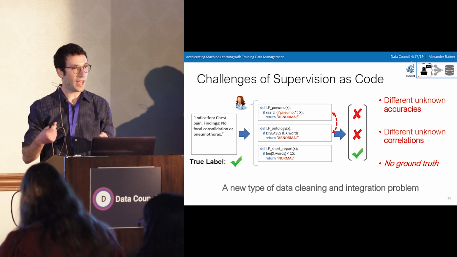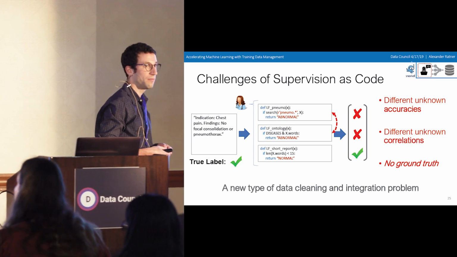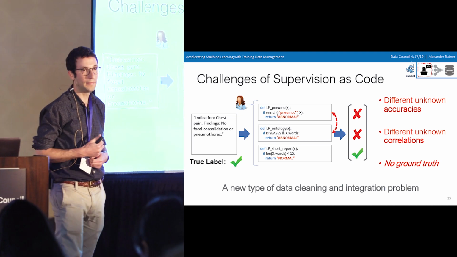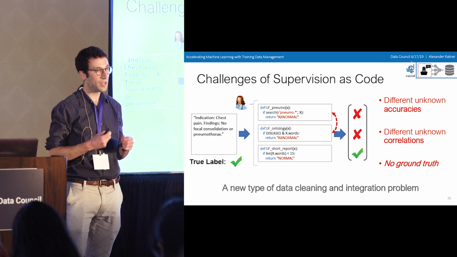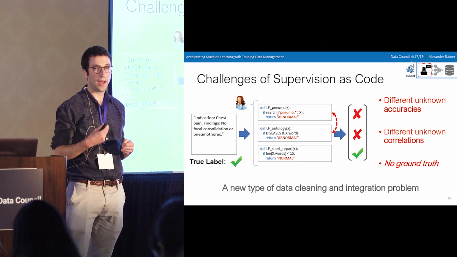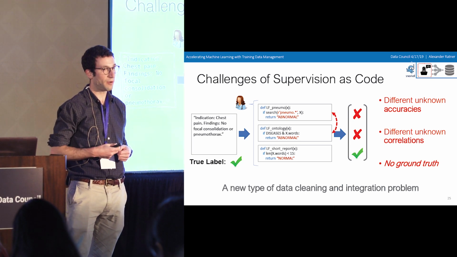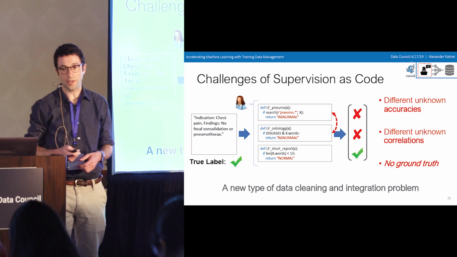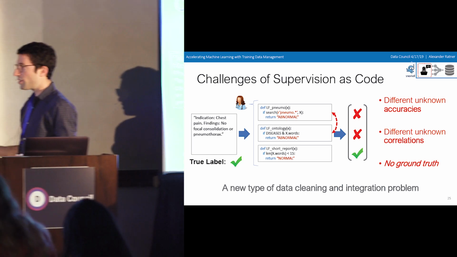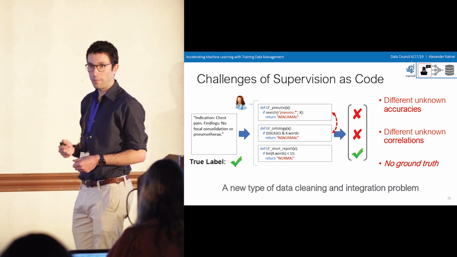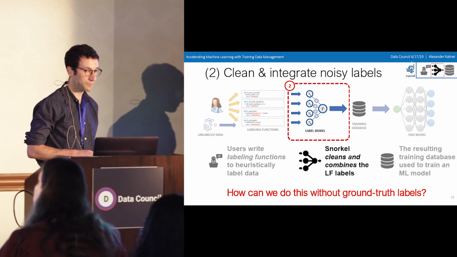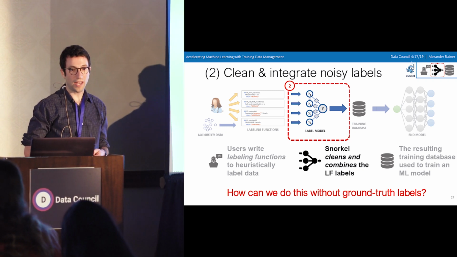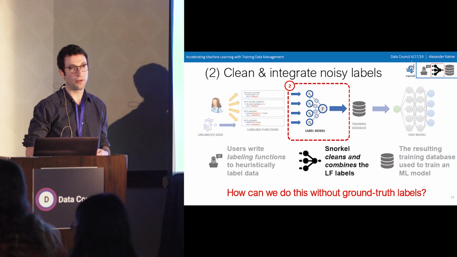And finally, we have to try to handle these things without any ground truth. Again, we may have it. I can get into that. It's fairly easy to incorporate, but the context we consider is that we just have these noisy labels. We don't have a large ground truth labeled set, right? Otherwise, we would just use that to train our model in the first place. So we view this as a new type of data cleaning and integration problem. And the next step is basically how we solve this. And the question to anchor on here is how we do this without ground truth labels.